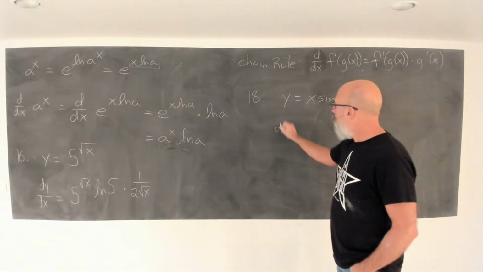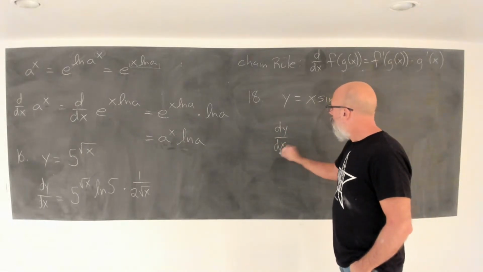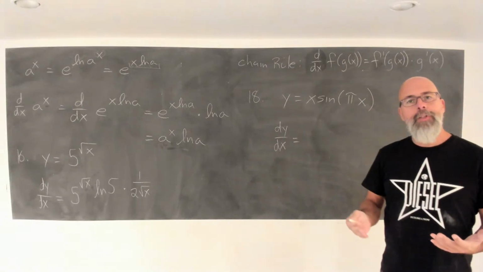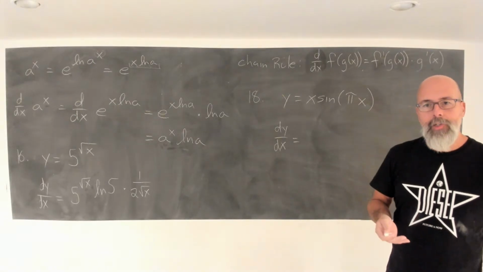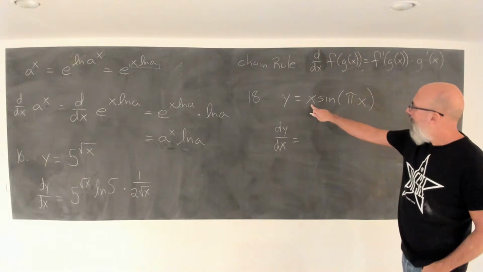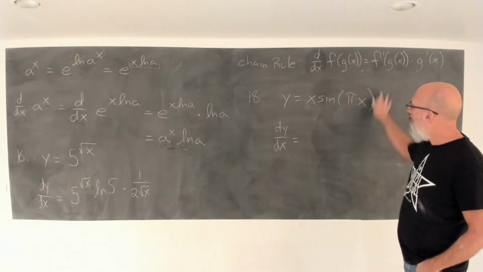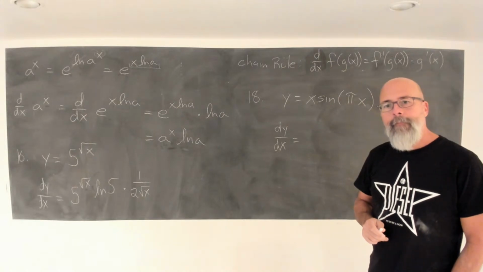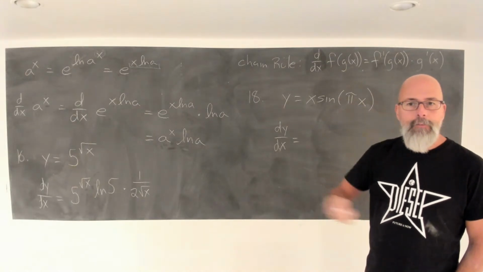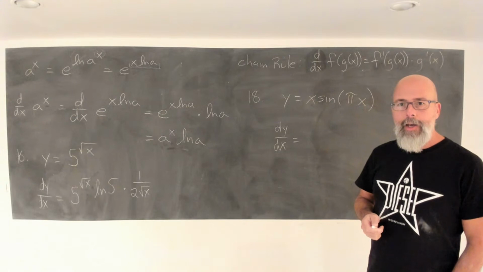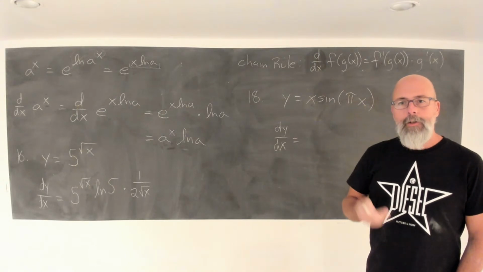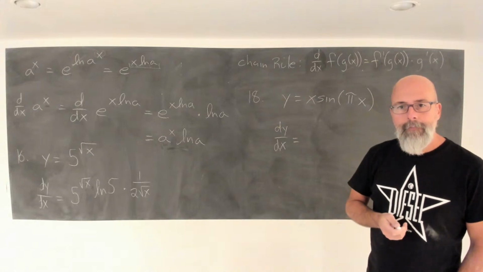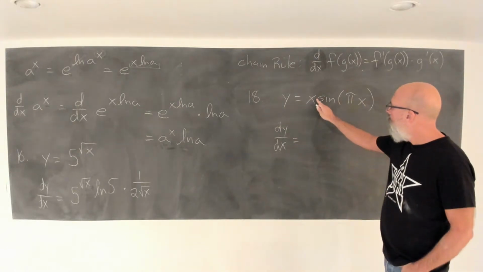Let's do a few more. Again, you're looking at this function now. How would you describe this? x times sine of pi x. In other words, a product. Product rule applies. This is a product.